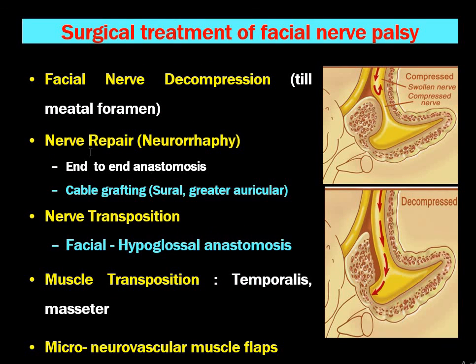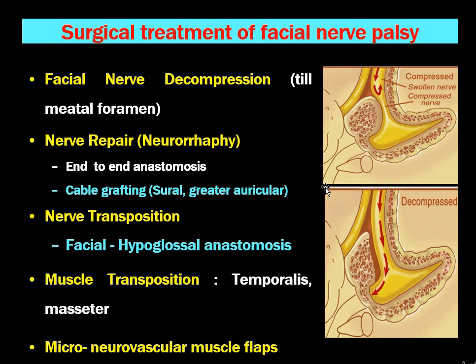Coming to surgical treatment of facial paralysis, this is usually dynamic. We can do facial decompression from the meatal foramen, starting from the Fallopian canal. Nerve repair or neurorrhaphy can be performed with end-to-end anastomosis when the paralyzed segment is small, or cable grafting with the sural or the greater auricular nerve when the nerve defect is big. Nerve transposition, facial-hypoglossal anastomosis, has been performed from time to time. Microneurovascular muscle flaps are under study.